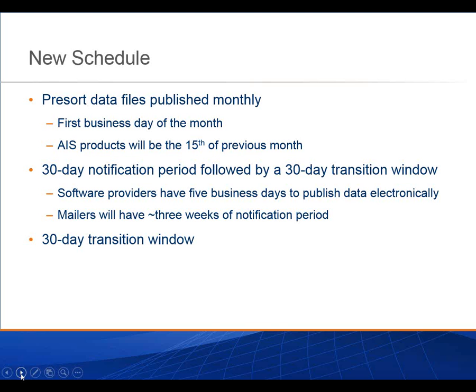There will be a 30-day notification period, so the Postal Service is expanding what was previously the 15-day notification period, which is what we have been doing since the beginning of 2013, to 30 days. And then after the 30-day notification period will be a 30-day transition window. That transition window is where you can start using the new data, but the previous month's data is also still valid until the end of that month.